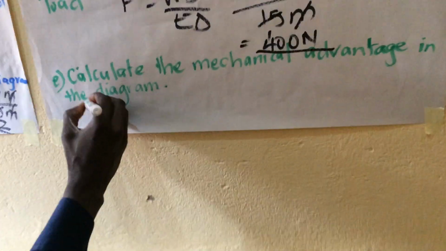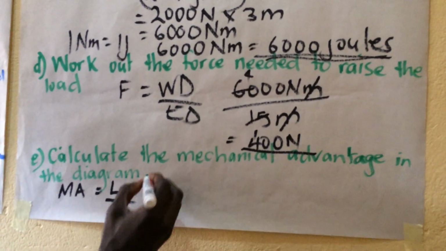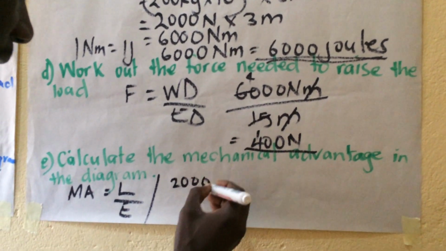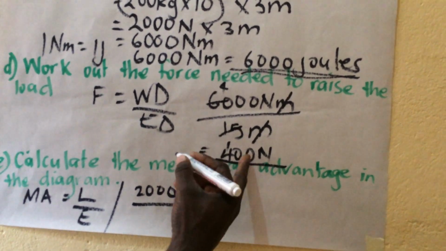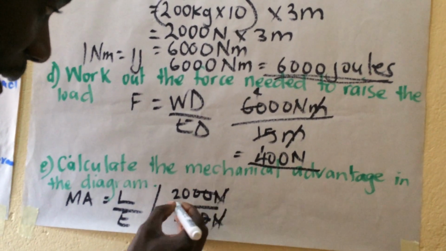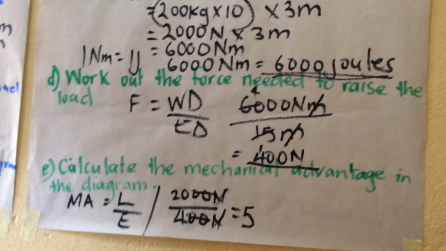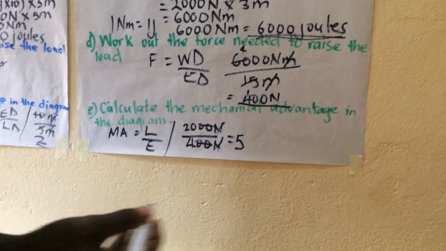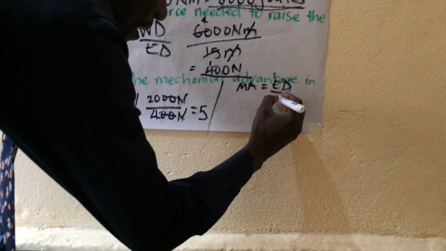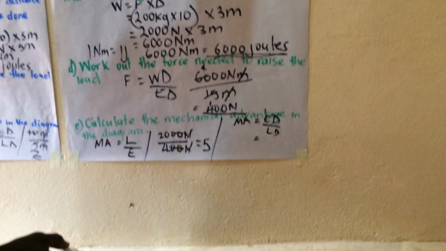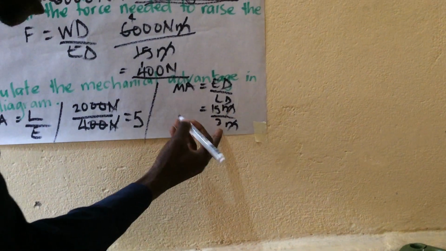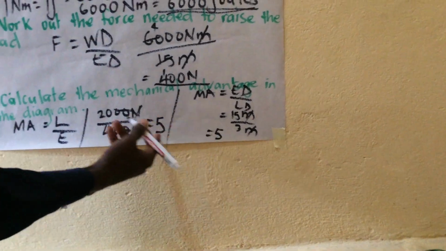Work out the mechanical advantage. MA is equal to load over effort, which is 2,000 newtons divided by the effort, 400 newtons. The newtons cancel. 20 divided by 4 is equal to 5. 5 is the mechanical advantage. If we use the second method, MA is equal to effort distance over load distance, which is 15 meters divided by 3 meters. 15 divided by 3 is equal to 5. So 5.